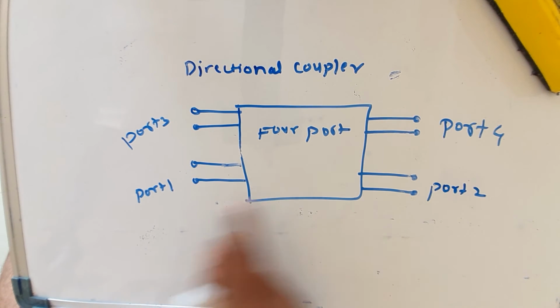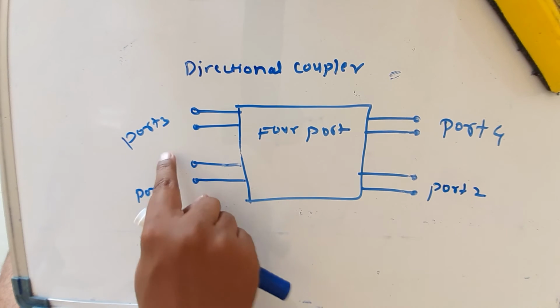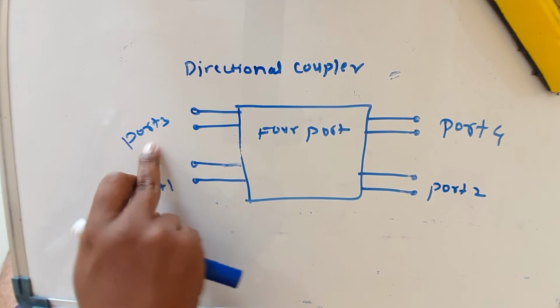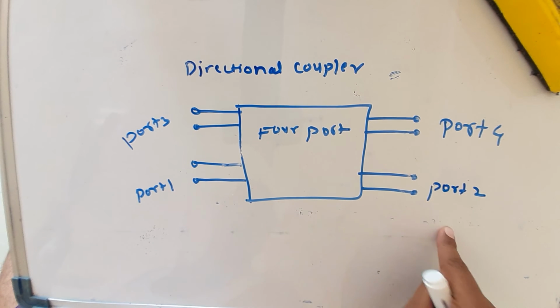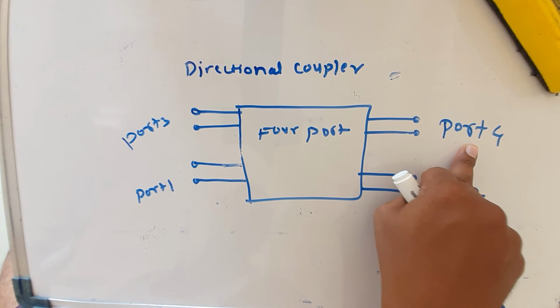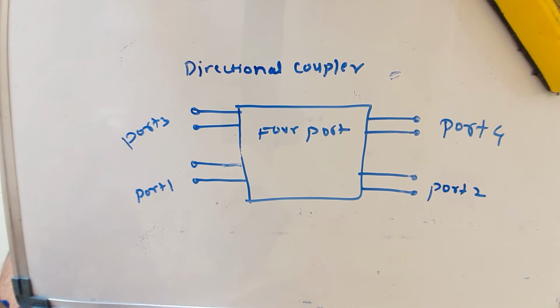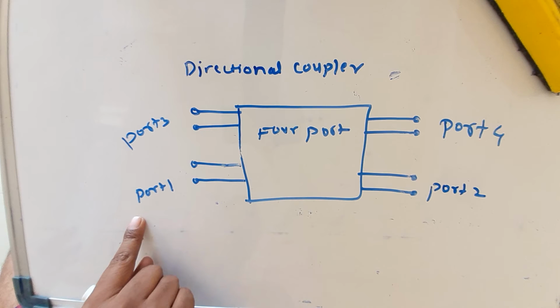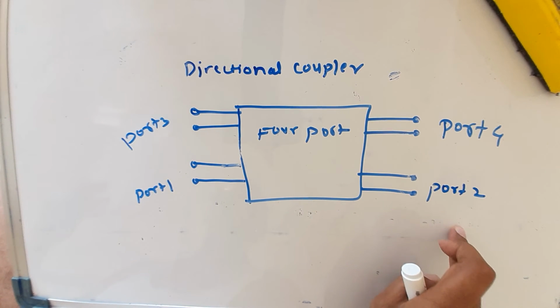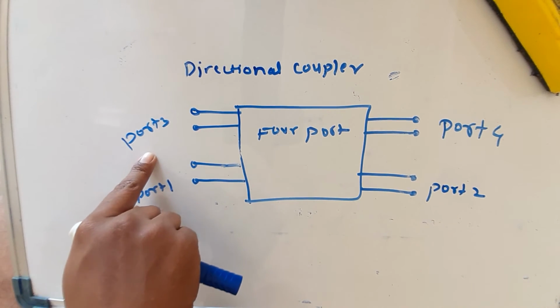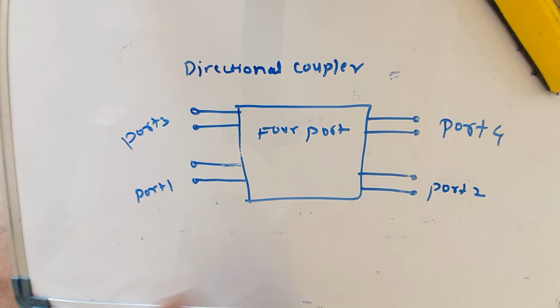So this will be input and output, but the measurement of the signal is at port 3 and port 4. If forward waves are there, power will be measured at port 4, and in reverse, that is port 2 to port 1, the signal will be measured at port 3. When the transmission takes place from port 1 to 2, port 4 is the coupled port and port 3 is the isolated port. So if the wave is traveling from port 1 to port 2, then port 3 will work as the isolator and port 4 will work as a coupler.